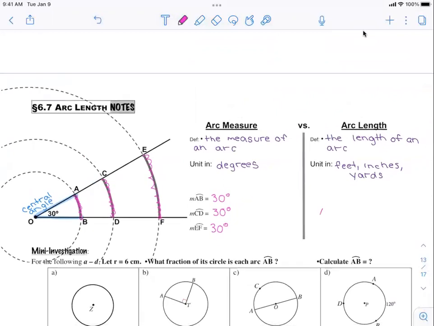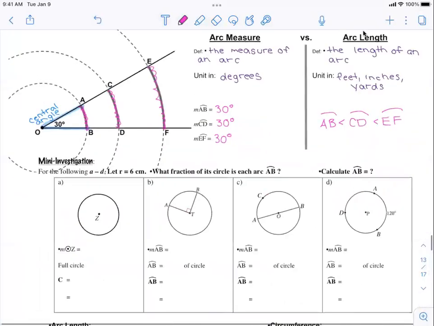So we know that the smallest one, just by looking, is arc AB. And then we've got arc CD in the middle. And then lastly, arc EF is the biggest arc on there. Okay, so let's go ahead and take an investigation. We're going to find out some information given R is 6. So they're going to tell us that the radius is 6 here.